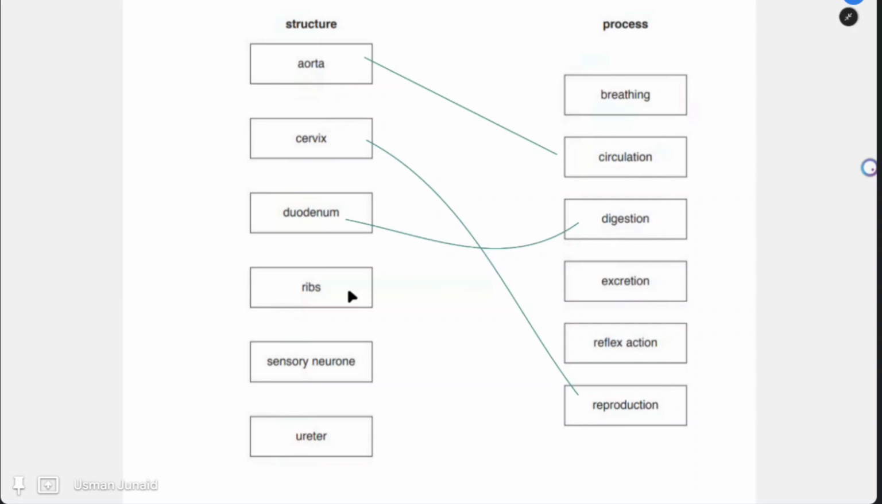Ribs. Ribs are a part of your chest. Breathing. Exactly. Sensory neuron. Reflex action. Ureter. Excretion.